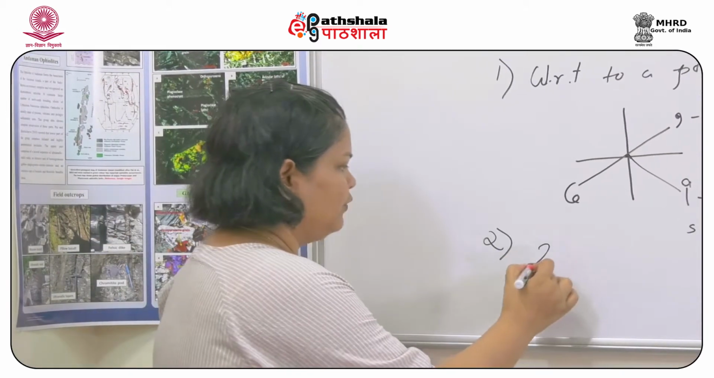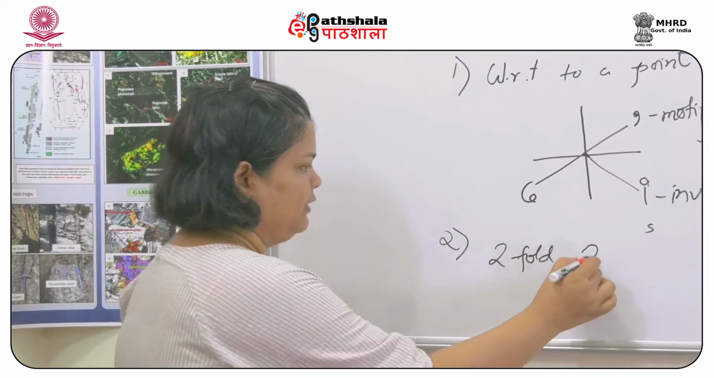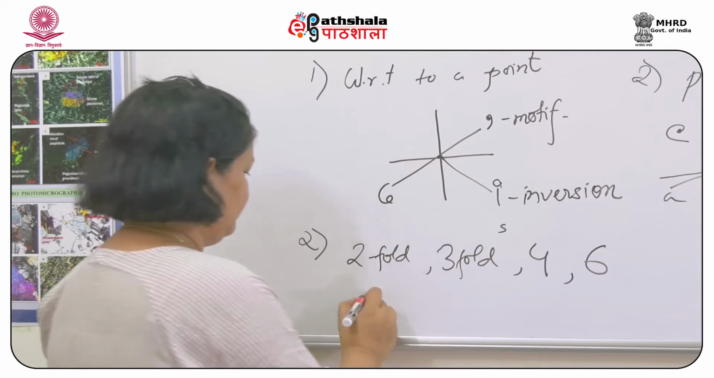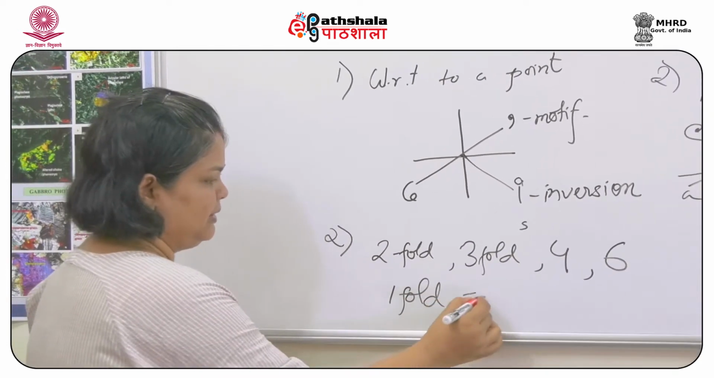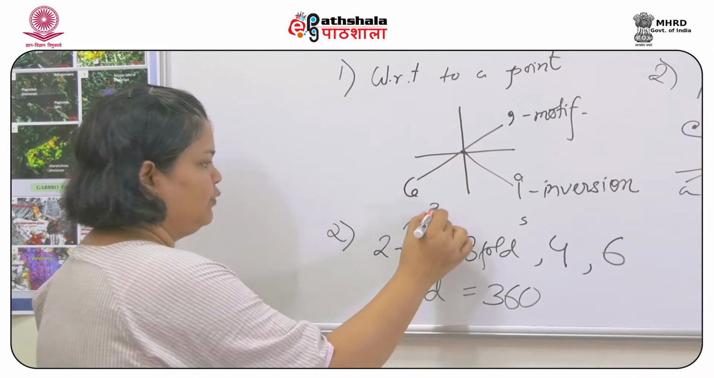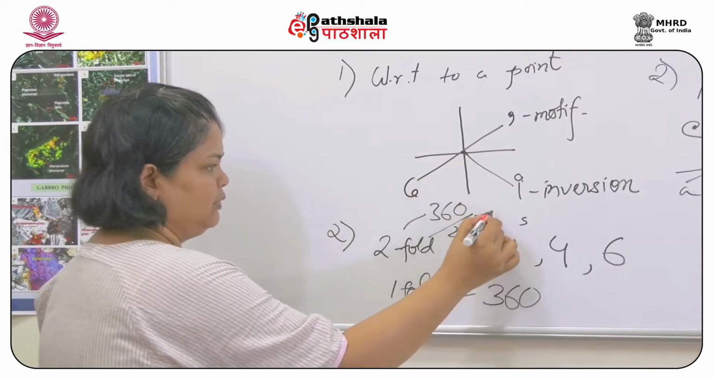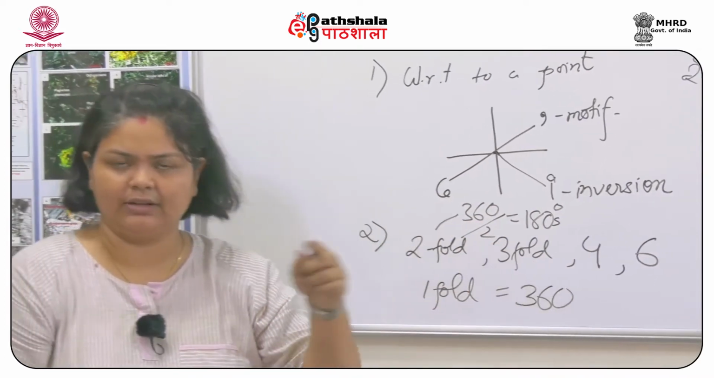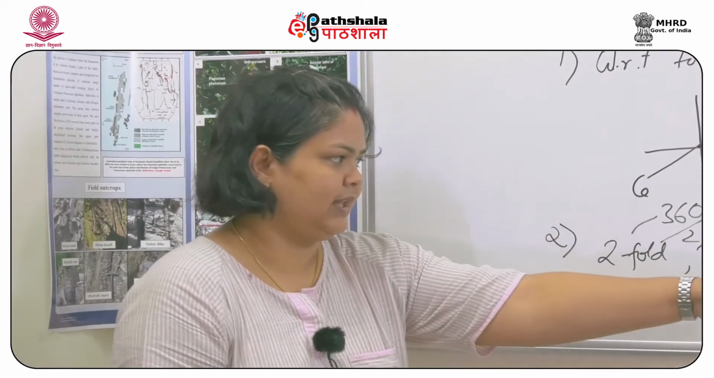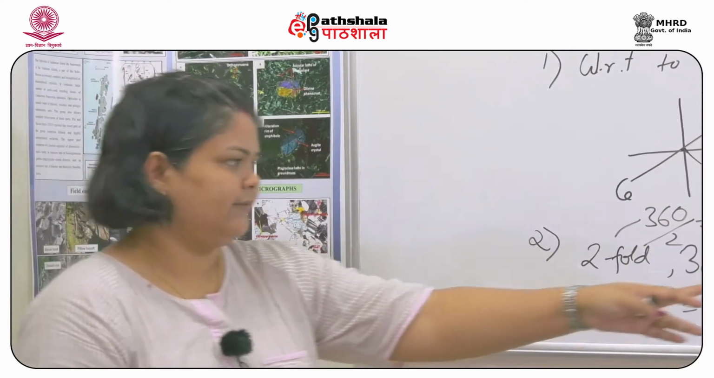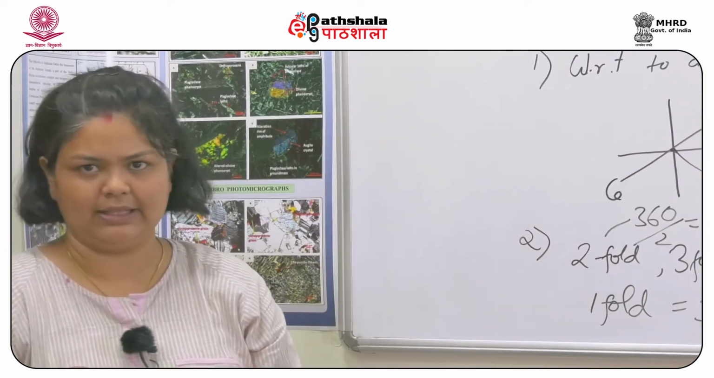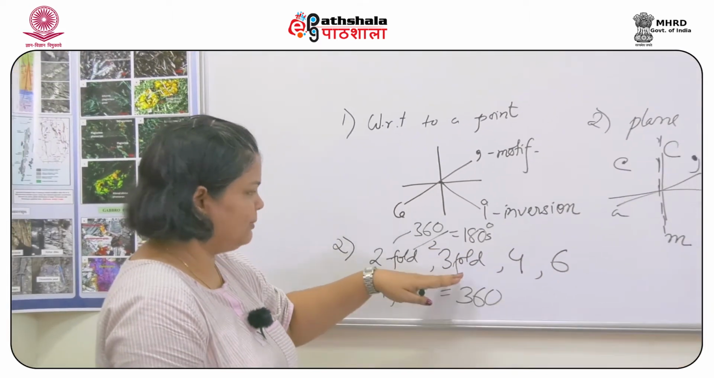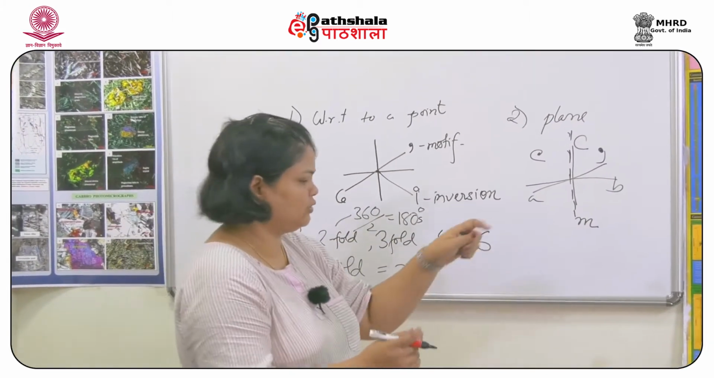We have two-fold, three-fold, four-fold and six-fold axes of symmetry, and we have one-fold. One-fold is nothing but repeating it by 360 degrees. For two-fold it is 360 degrees divided by 2, that is, two rotations each of 180 degrees. For three-fold we have a rotation of 120 degrees each. For four-fold we have a rotation of 90 degrees each, and for six-fold we have a rotation of 60 degrees each.